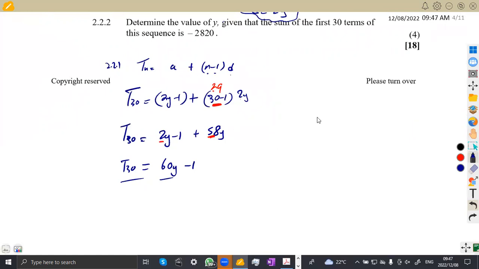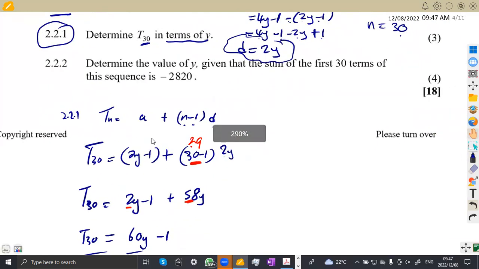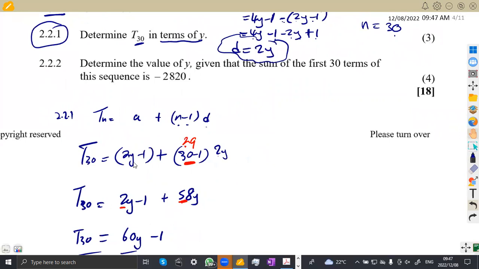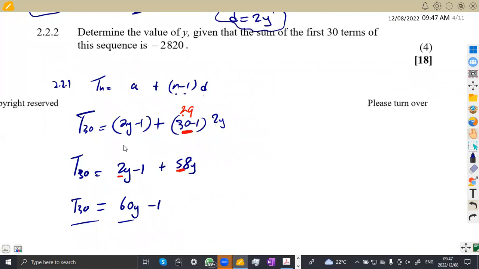All right, that's it, guys. We are done. All right, 2.2.2, the last question. You're having 4 marks. They are now saying determine the value of y given that the sum of the first 30 terms in this sequence is actually negative 2,820.